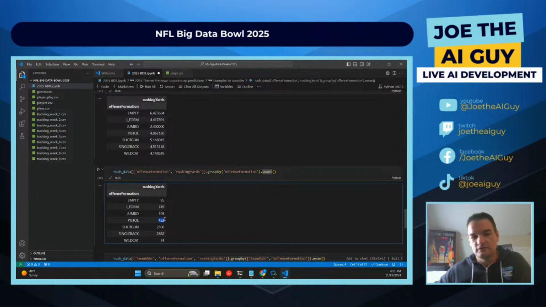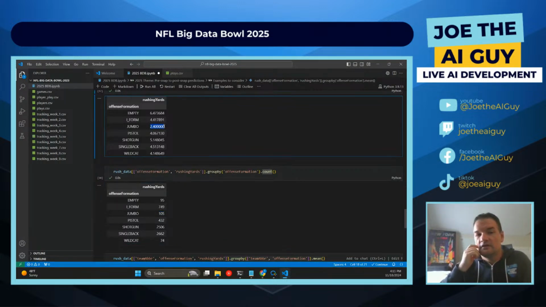The pistol is probably more limited. The jumbo package seems like defense is really keyed in on these. So when you saw the jumbo, you knew most likely it was going to be a run situation. So then you're only getting 2.4 yards on it.